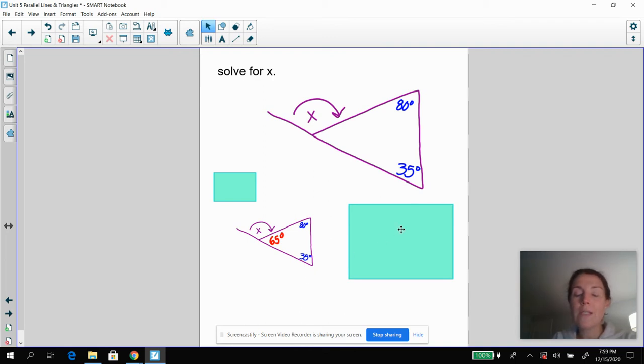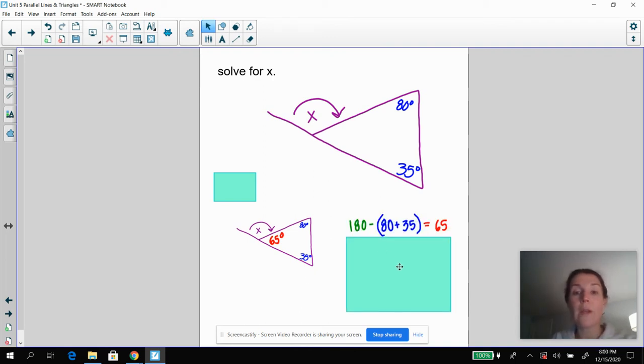So I know that it's 65 degrees because I know that 180 minus 80 plus 35 is 65 degrees, right? So 180 minus the sum of those two angles has to be 65 degrees. But I also know something else. I know something about the relationship between X and 65. And just like we said before, they're a linear pair, so they're supplementary, which means they add up to 180. So let's look at this relationship now.